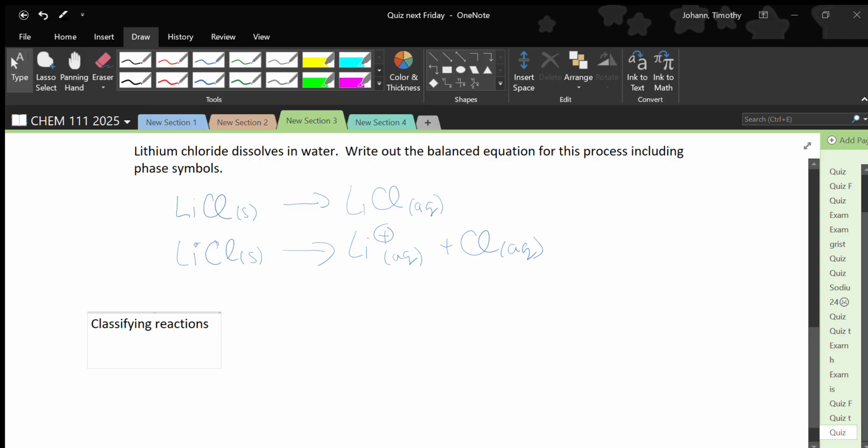All right, so classifying reactions, we're going to have 4 types of reactions we're going to talk about here, and then I'm going to add some more later. But we're going to have 4 that you would be able to look at and pick between, if that makes sense.